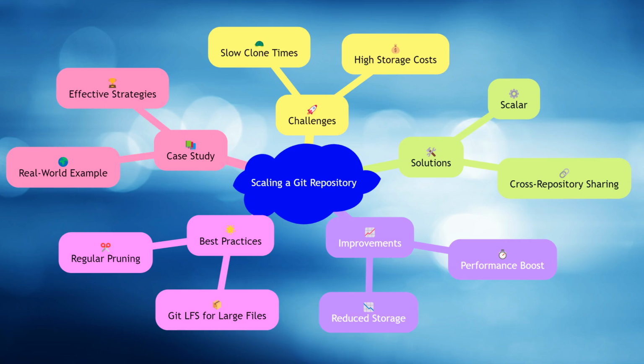To illustrate the concepts discussed, let's examine a case study of a large software project that successfully scaled its Git repository. The project faced challenges like slow clone times and high storage costs. By implementing Scalar and cross-repository sharing, the team significantly improved performance and reduced storage requirements. They also adopted best practices like regular pruning and using Git LFS for large files. This case study will provide a real-world example of how these strategies can be applied effectively.